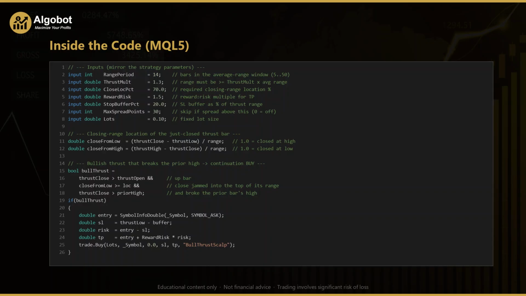When that holds, the entry is taken at the ask price. The stop loss is set just below the thrust bar's low minus the buffer. The risk is the gap between entry and stop, and the take profit is the entry plus the reward risk multiple of that risk. The sell branch mirrors every line for the downside.